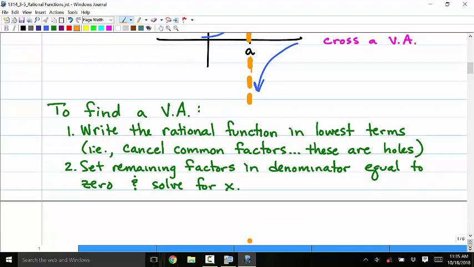How do we find vertical asymptotes? First thing you want to do is write the rational function in lowest terms. You want to factor everything and cancel common factors. Those common factors produce what are called holes. Everything that remains in the denominator after you cancel common factors, you set it equal to 0, solve for x. Those are your vertical asymptotes. Common factors are holes. Everything left in the denominator, set it equal to 0. Those give you vertical asymptotes. Let's go do it.